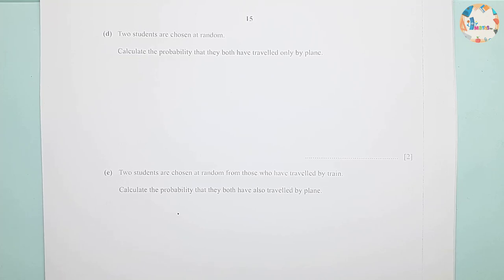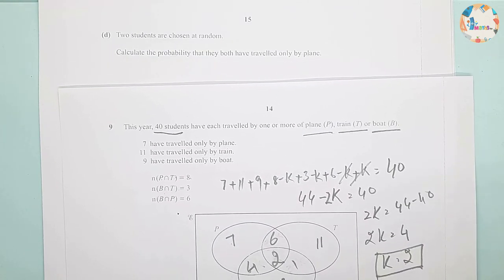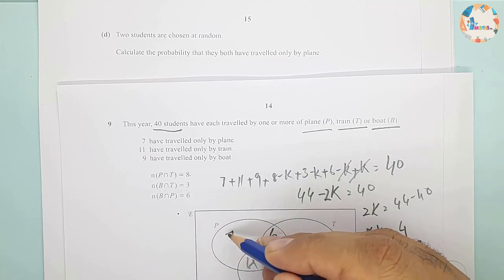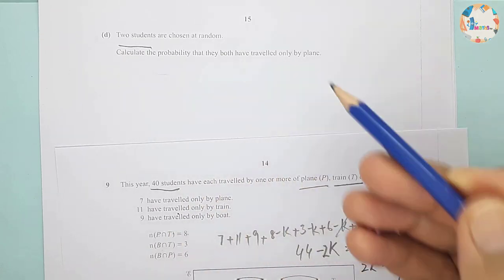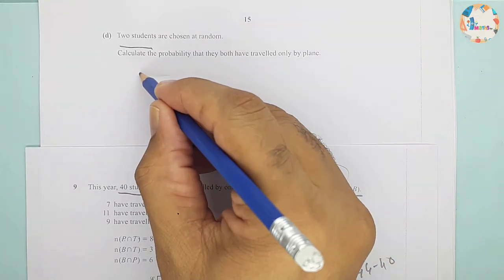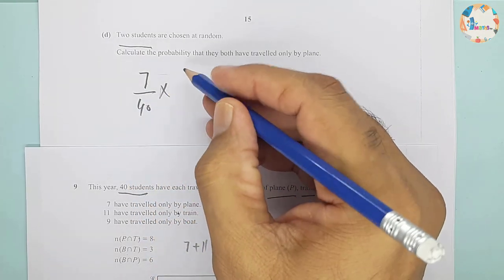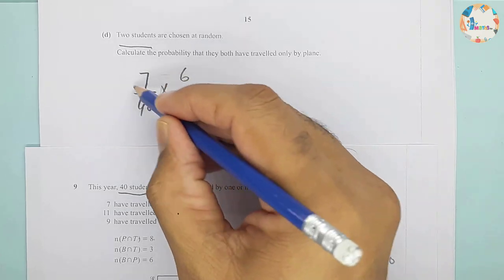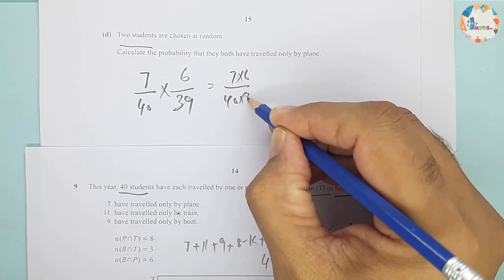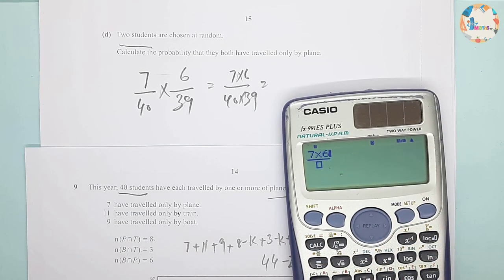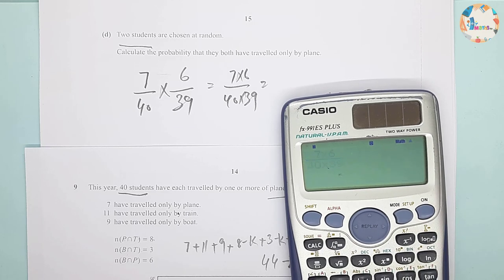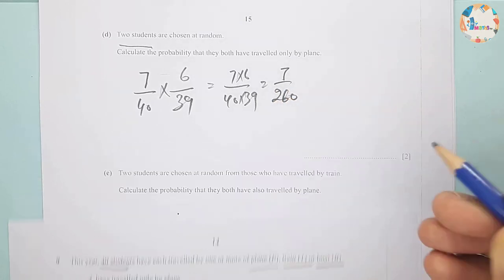Two students are chosen at random. Calculate the probability that they both have traveled only by plane. If we check the Venn diagram, plane is this one. Only by plane is this portion, so it will be 7. Two students are chosen at random from this section. The probability for the first student will be 7 out of 40, and for the next one it will be 6 out of 39 because it's not being replaced. So it will be 7 multiplied by 6 over 40 multiplied by 39, which gives us 7 over 260. This will be our answer.